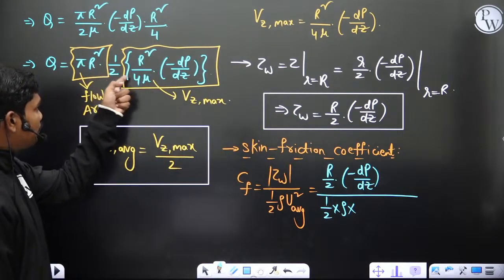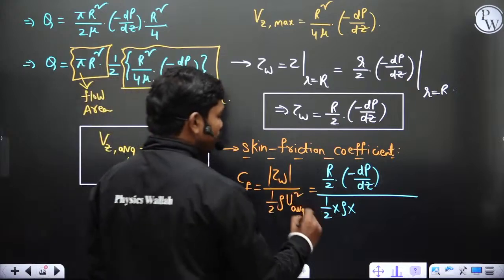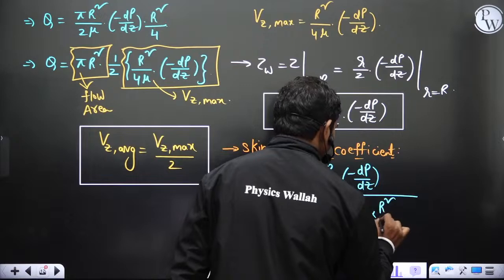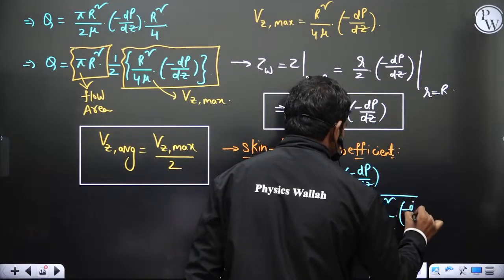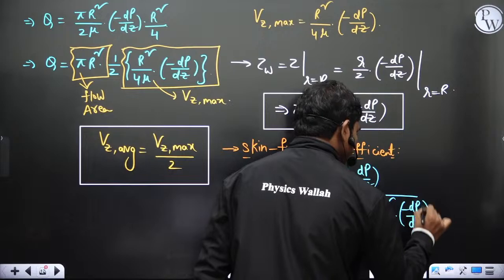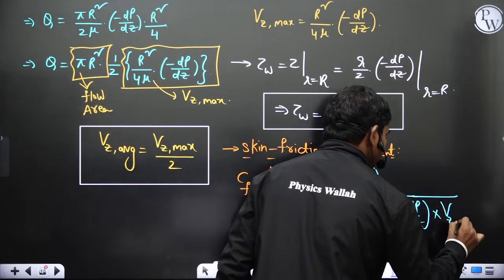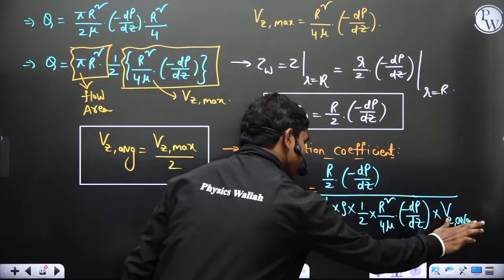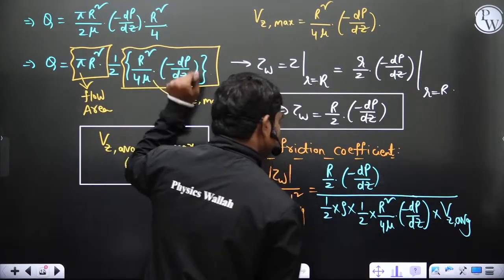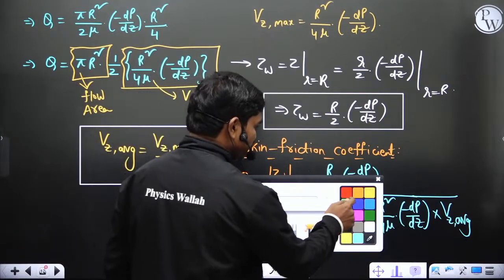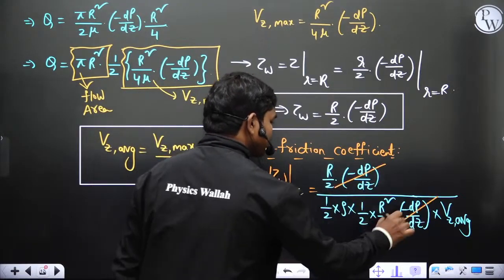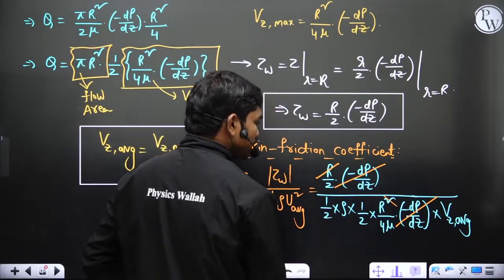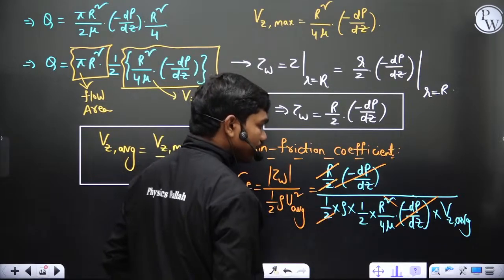V max by 2 gives you V average, correct? So for one V average I'm writing half into R square by 4 mu into minus dp by dz. Another V average I'm writing as it is. Basically there is a square here. Out of that square, one I'm keeping as it is, one I'm converting in terms of the system parameters. Now if you do this, this minus dp by dz gets cancelled. Then one radius and this radius get cancelled. Then 2 and this 2 get cancelled.